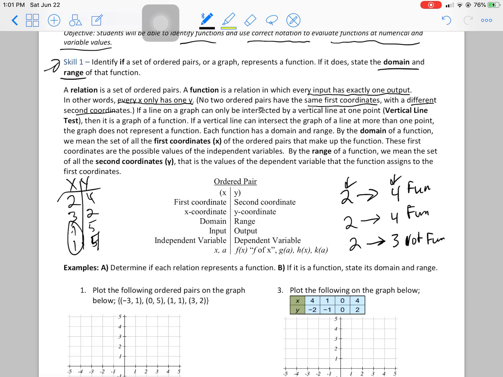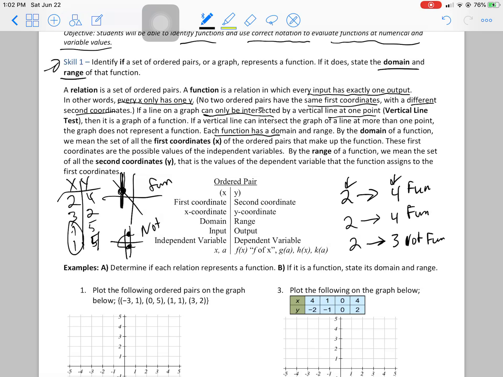All right. If a line on a graph can only be intersected by a vertical line at one point, that's called the vertical line test, then it is a function. So instead, if you don't get a bunch of ordered pairs and you get a line on a graph, let's say there's a line on a graph, okay? This line on this graph will pass the vertical line test because it can go straight through up and down and only hit it at one point, okay? If you have a graph and you have a line like that and you draw a vertical line, it'll hit it in 2 points. So that's not a function, that is a function, okay?